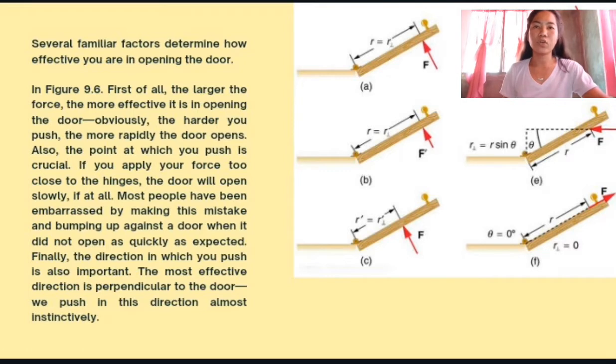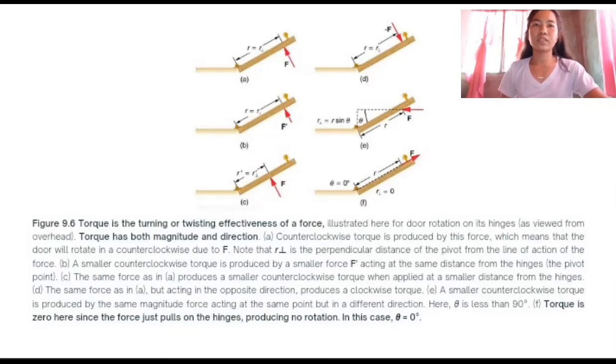Since we push in this direction almost instinctively, mas maayo jud ang perpendicular kuno inig open sa door para mas dali siya ma-open. So next, in figure 9.6 as shown above, torque is the turning or twisting effectiveness of a force. As illustrated here, for door rotation on its hinges as viewed from overhead, torque has both magnitude and direction. The counterclockwise torque is produced by this force, which means that the door will rotate counterclockwise due to F, the force.